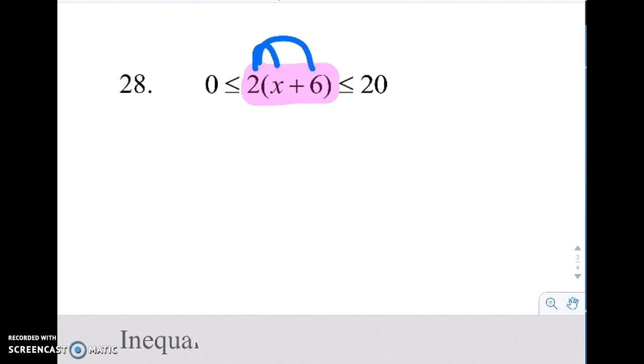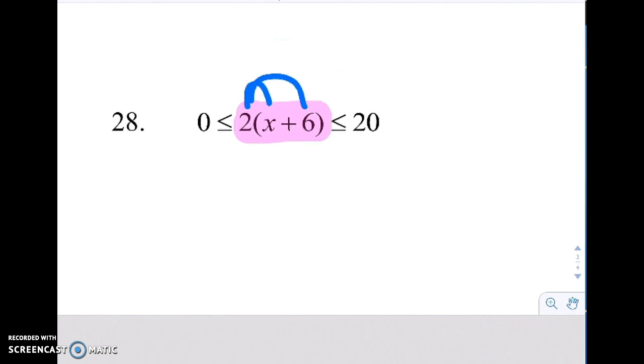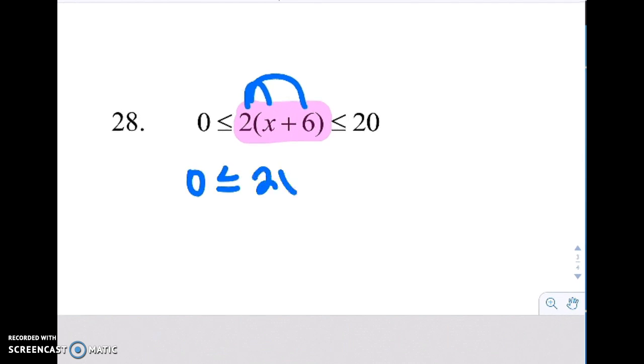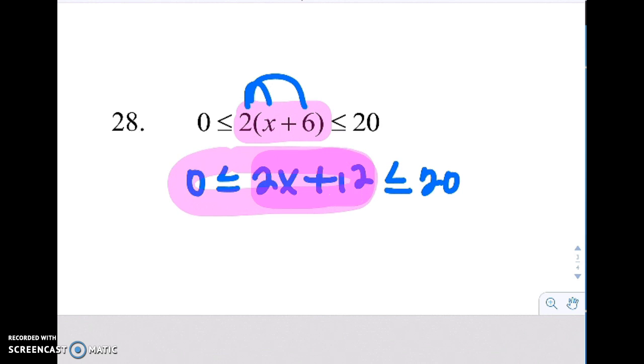Just like before, we're working from the middle and we're distributing 2. So you get 0 is less than or equal to 2x plus 12 is less than or equal to 20. Okay, so now this looks a little more like what we're used to. We're going to work from the middle, and we actually have 2 inequalities here. We have the first one, which is 0 is less than or equal to 2x plus 12. And then we have this second one, which is 2x plus 12 is less than or equal to 20.